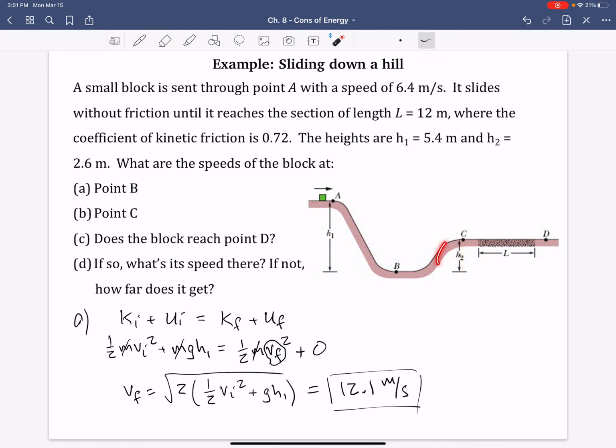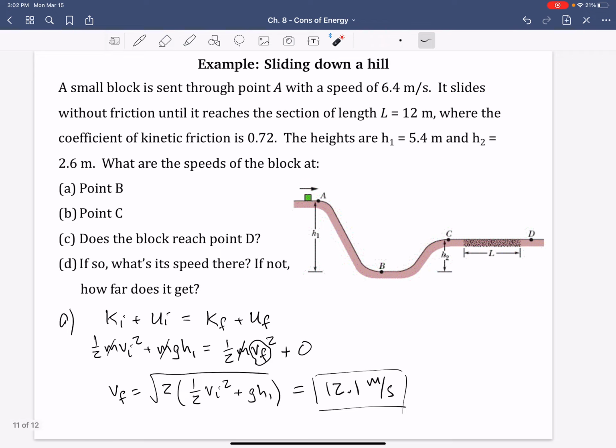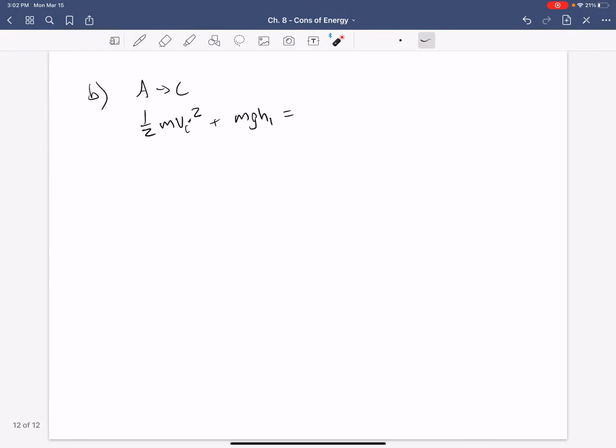If, for example, this track wasn't here, and B went all the way up like this, and then C was up here, if this was the case, how high would this block go? Well, it would go to the initial potential energy height plus some height that was the initial kinetic. Okay, so that could be another problem to solve. But for right now, let's solve what the problem says.